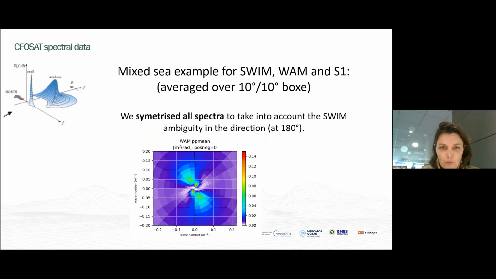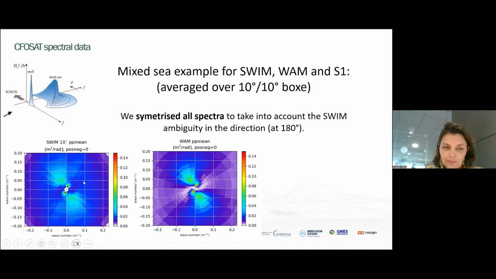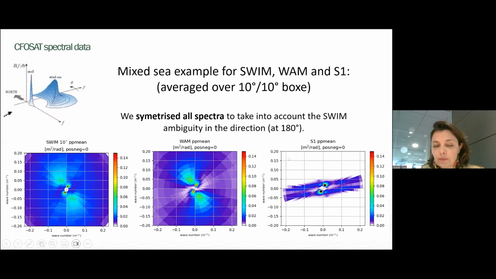So here you have an example of a mixed sea area with a little bit of swell and a little bit of wind, from a model. This is from the observation from CFOSAT data. And this is from Sentinel-1 data, which was able to see the swell very well, but was not able to see the wind seas, for instance. So now, thanks to CFOSAT, we can see the whole spectrum. And it's very valuable information for the models.